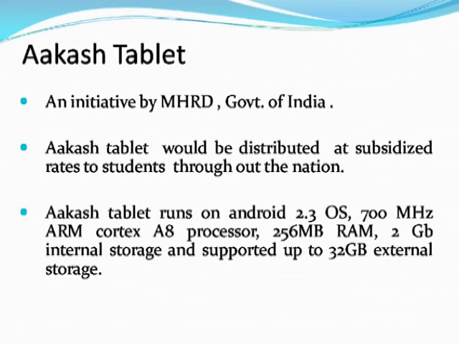So here is some information about the Aakash tablet. It is an initiative taken by MHRD and the Government of India. It will be distributed at very cheap rates throughout the nation. And there are some specifications: the Aakash tablet runs on Android 2.3 OS. It has a 700 megahertz processor, 256 MB RAM, and 2 GB internal storage, and it also supports 32 GB external storage.